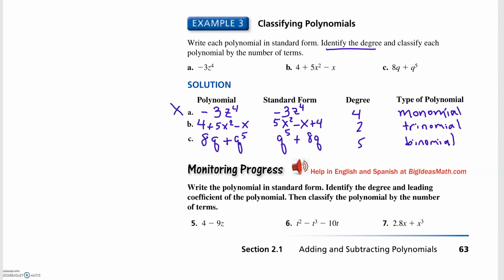I want you to notice that on this first one, the leading coefficient is negative 3. Remember, look at it in standard form when you're looking for the leading coefficient. For the first one, the leading coefficient is negative 3. For the second one, the leading coefficient is 5. It's this 5 right here. Leading coefficient is 5 on the second one. And for the last one, the leading coefficient is 1. And that's page 2.